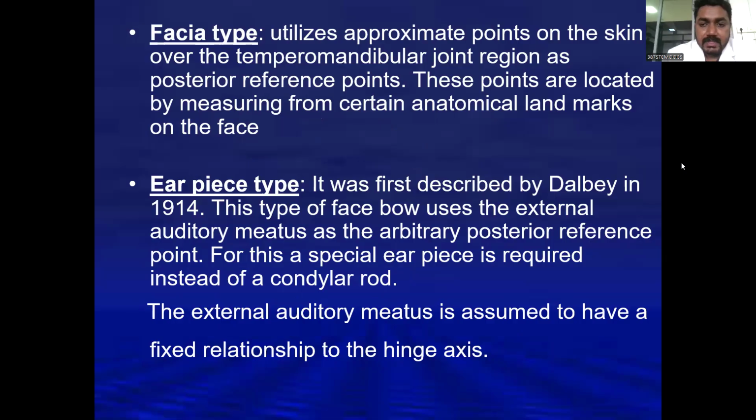Earpiece type: it was first discovered by Gysi in 1914. This type of facebow uses the external auditory meatus as the arbitrary posterior reference point. For this, a special earpiece is required instead of a condyle rod. The external auditory meatus is assumed to have a fixed relationship to the hinge axis.